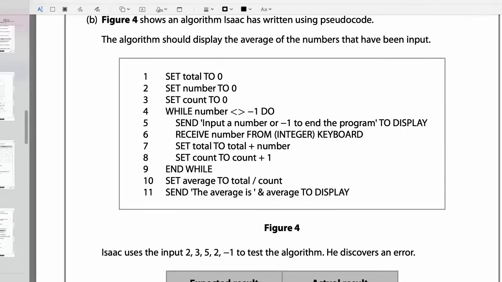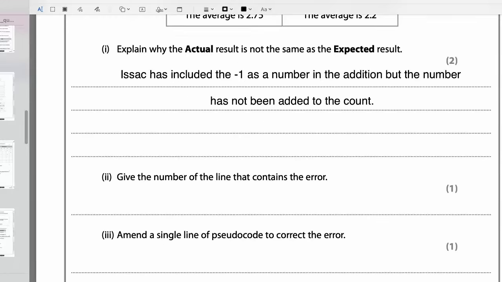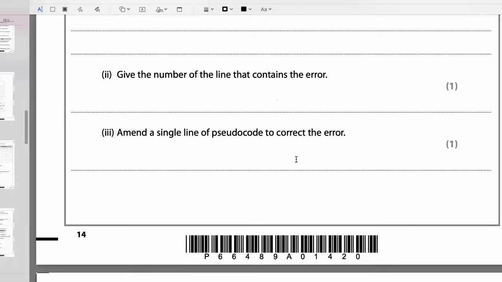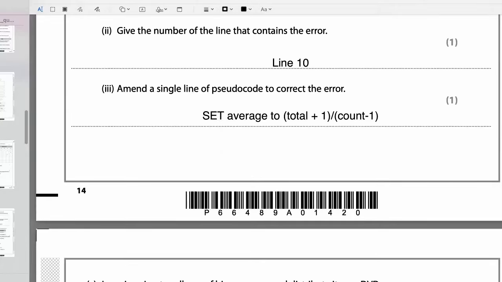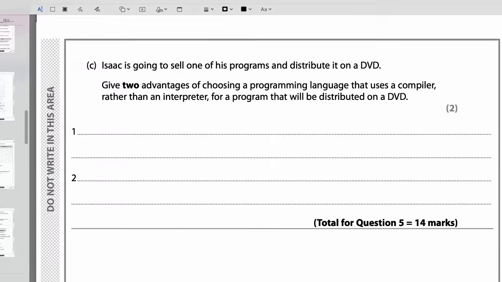So if we look back at the program there, you can see that the error here is in line 10. And obviously when you're given a question like that to find the error in a program, then you can see that the next question is going to be correct the error. So I'm going to set average to total plus 1 divided by count minus 1. So that will correct the error. You could also have line 3 where you set count to minus 1 as well. Could also be an answer for that. Total of 2 marks there.